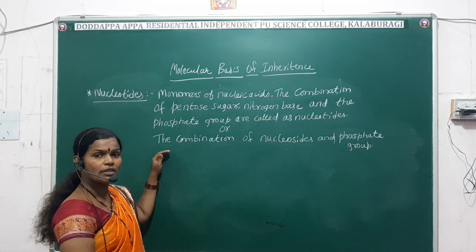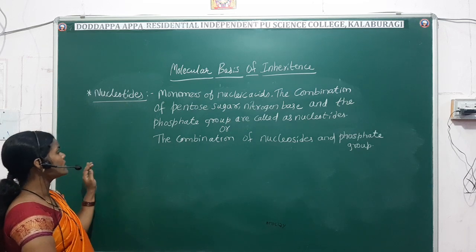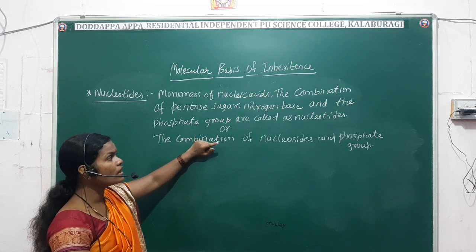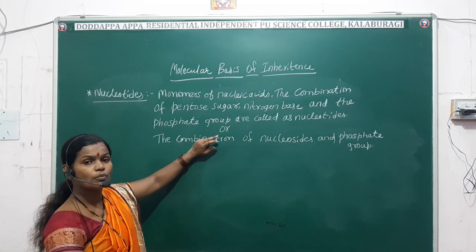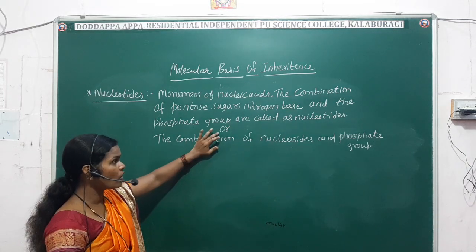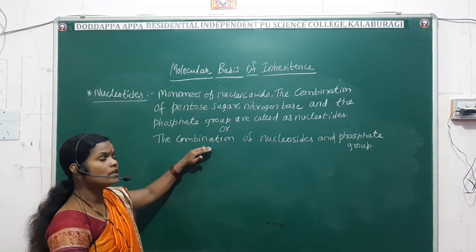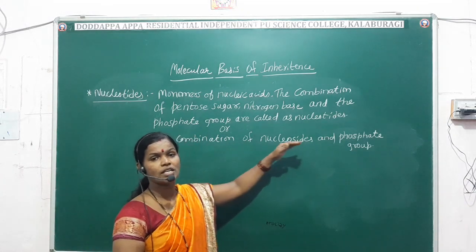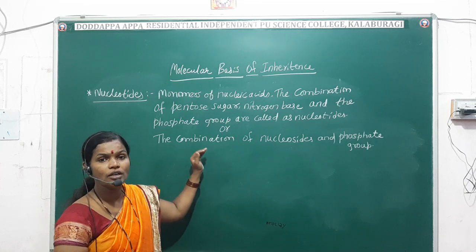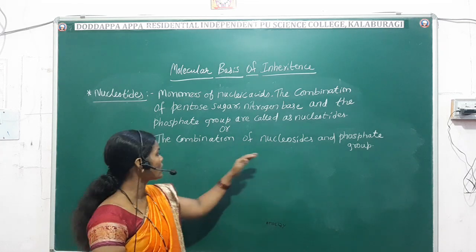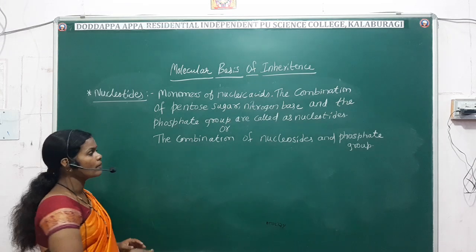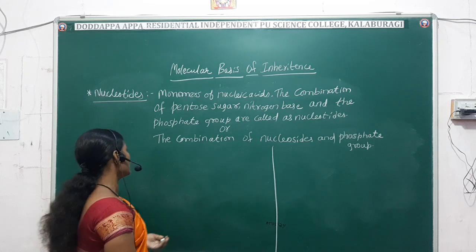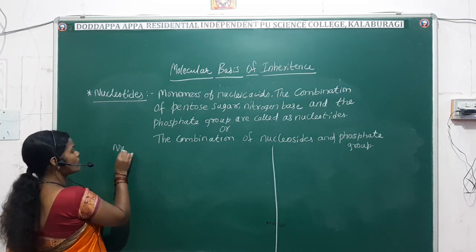Once again I'll repeat the definition. The nucleotides are the monomers of the nucleic acids. The combination of pentose sugar, nitrogen base and the phosphate group are called nucleotides. Or we can write the definition as the combination of the nucleosides and the phosphate group. Now we are going to see the nucleotides of DNA as well as nucleotides of RNA.